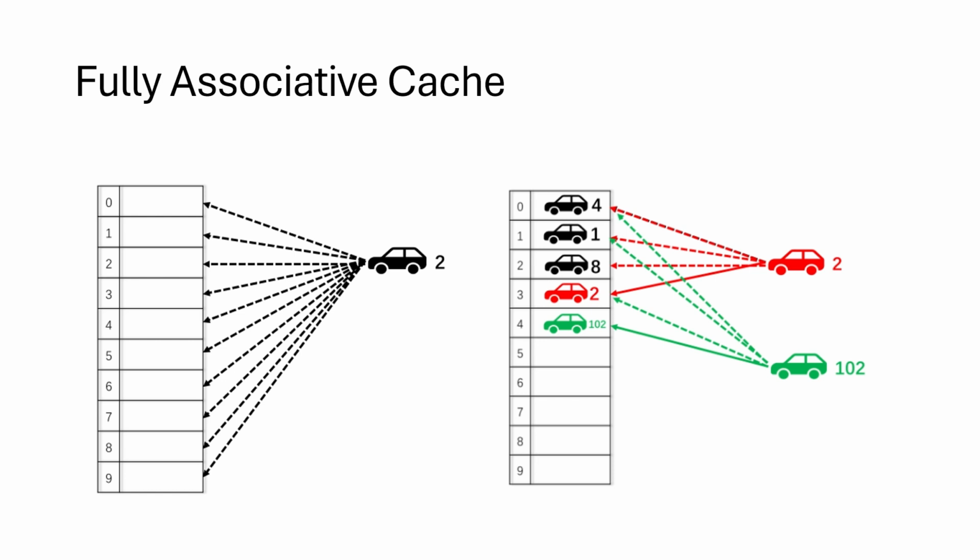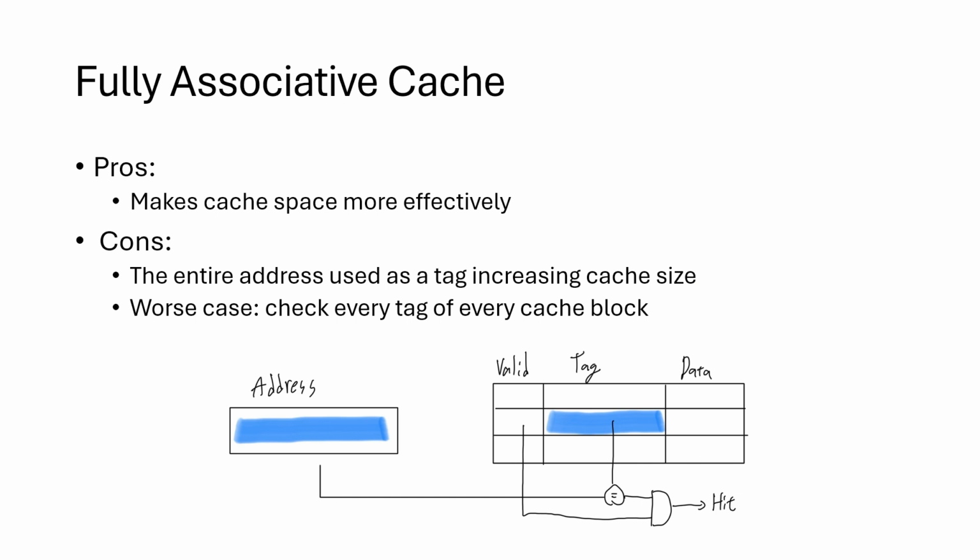The advantage of this method is that it is easy for the address to find a cache, and also the cache block utilization is very good because the cache is open for any address. So we don't need bits to find which cache it is, so the whole address is the tag. But the con is that it will also increase the cache size.